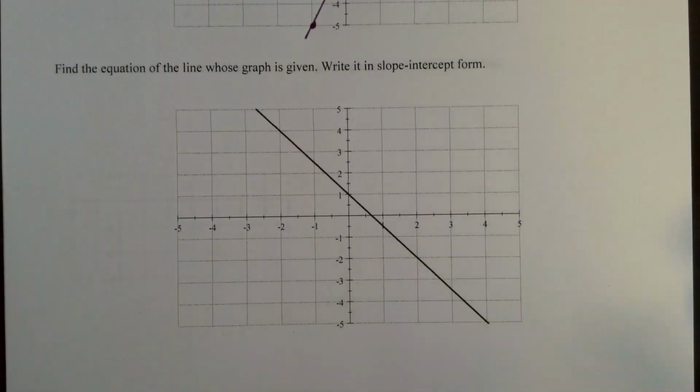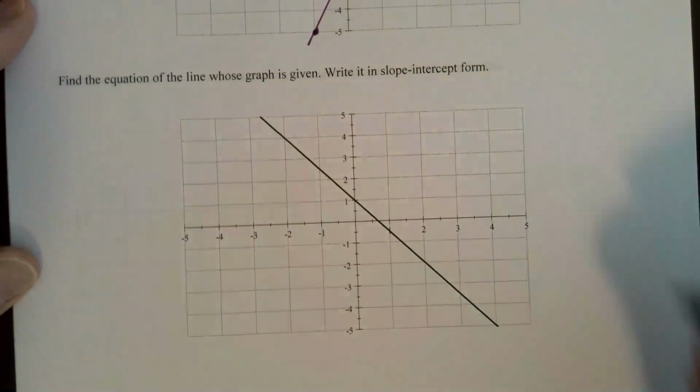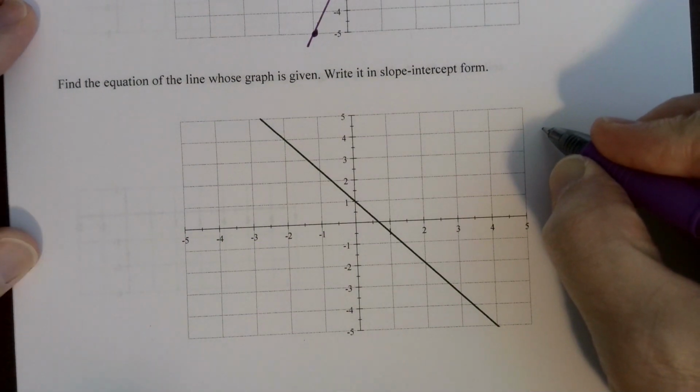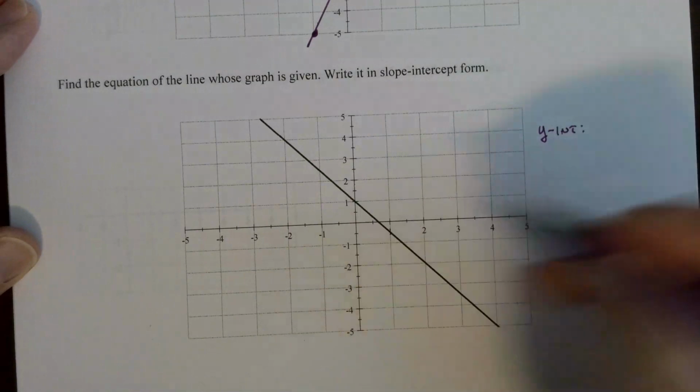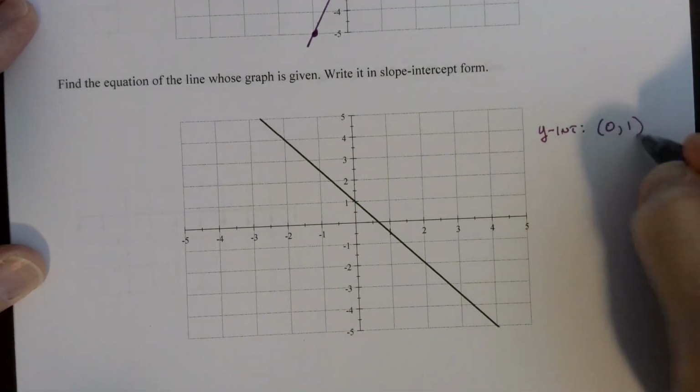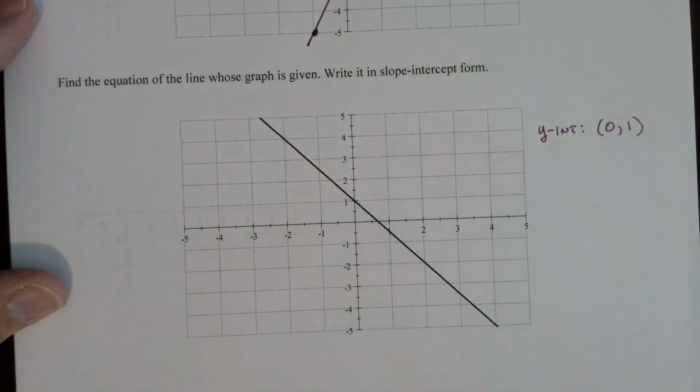We can also go in the reverse. Find the equation of the line whose graph is given and write it in slope-intercept form. Well, we know what the y-intercept is by looking at this graph. It's 1, right? Or what I like to write, (0, 1). When x is 0, y is 1. We know that. What's the slope?